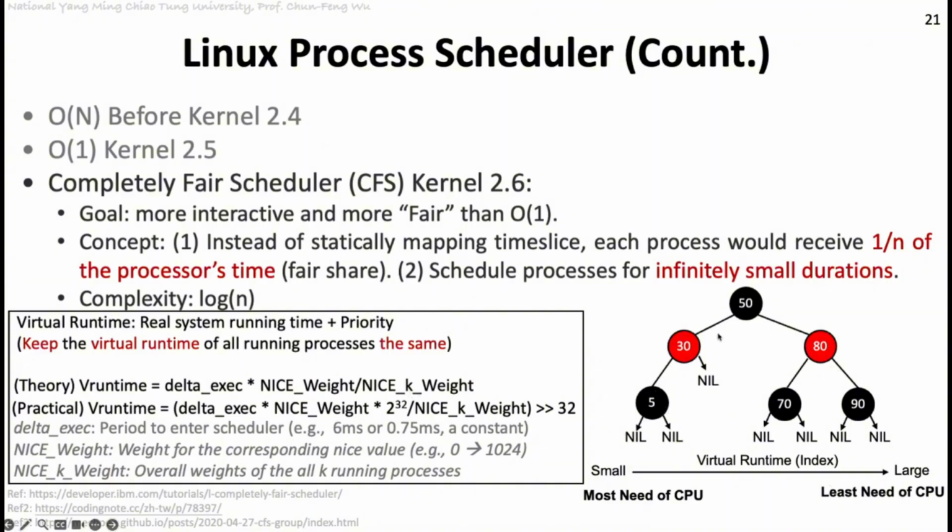The reason to use a red black tree is because it is a balanced tree, so it can control how they find which process should be scheduled next. Actually, they can directly get the leftmost node in log n time. So this is the reason why they are using a red black tree.